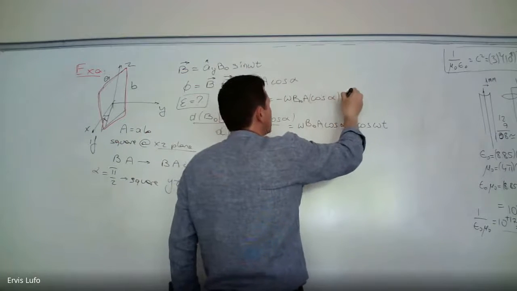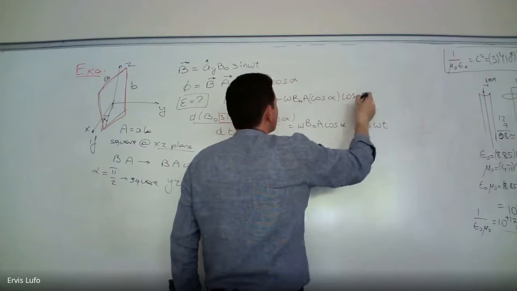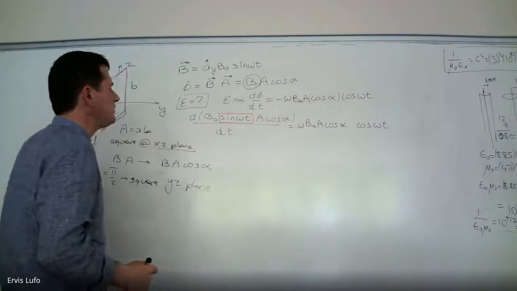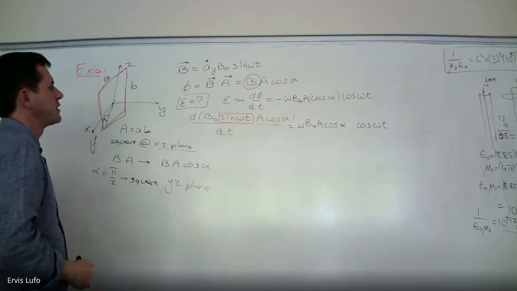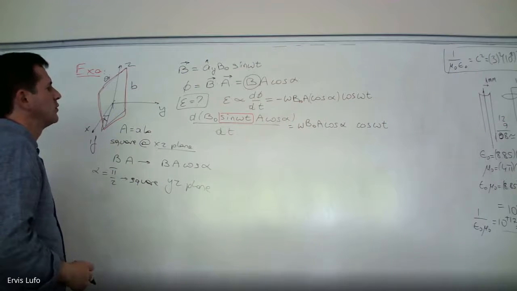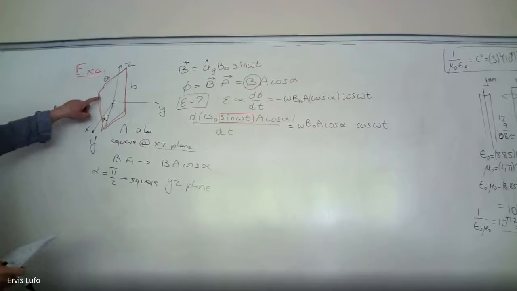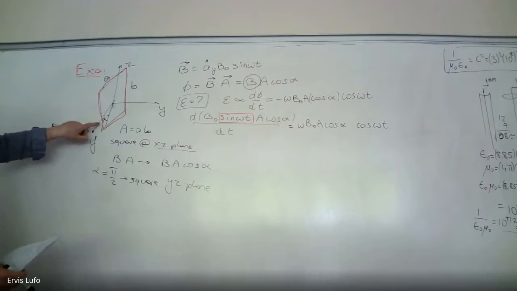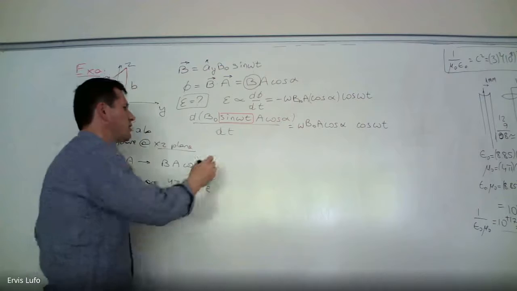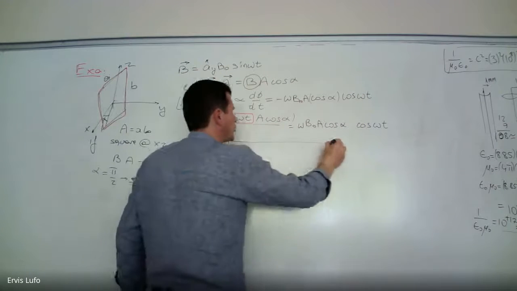Times cosine alpha times cosine omega t. Okay, so this is what we observe in case this square is sitting at some angle alpha with respect to the xz plane. Now we can make the problem slightly more complex, which would be the following.